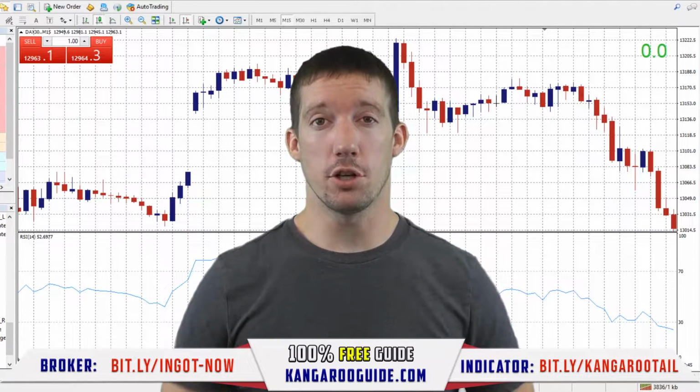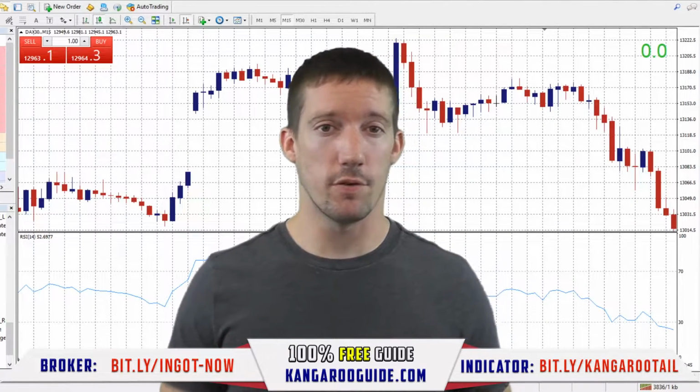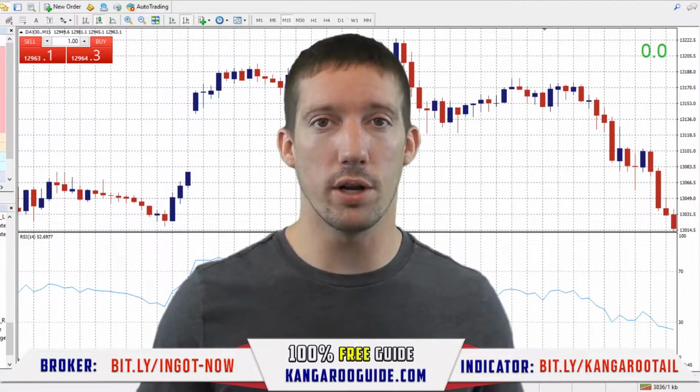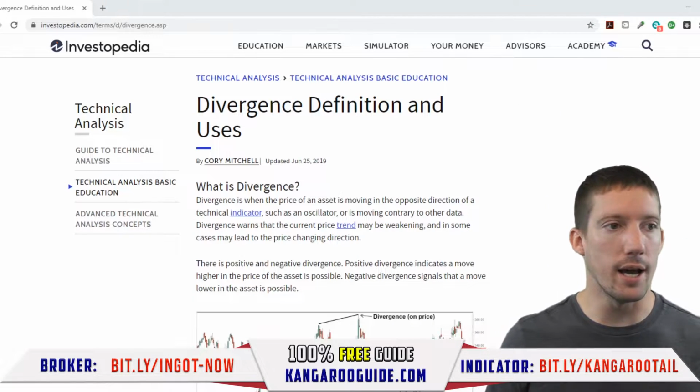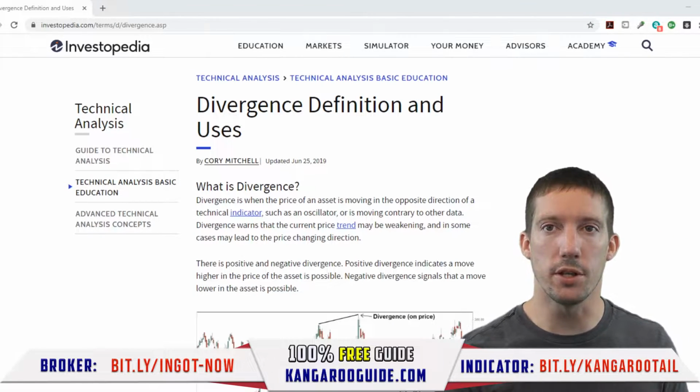So I'm going to take you in and show you exactly what divergence is, first of all, because obviously we want to figure out what the definition of divergence is. I'm just going to pull that up real quick. Okay, so we are at investopedia.com. I'm just going to read what the definition of it is.